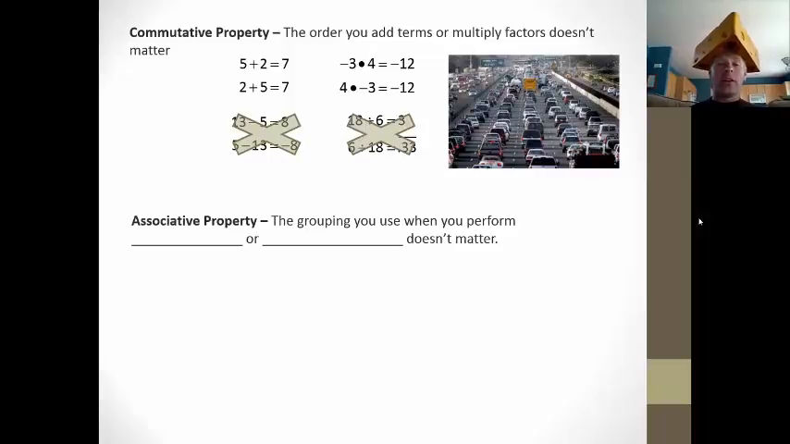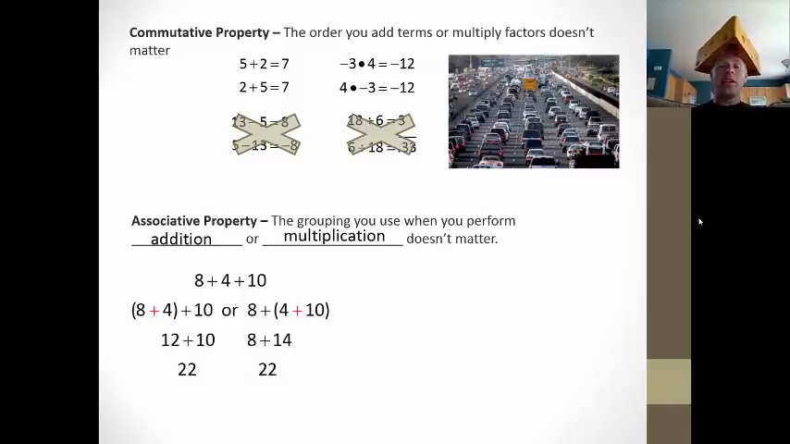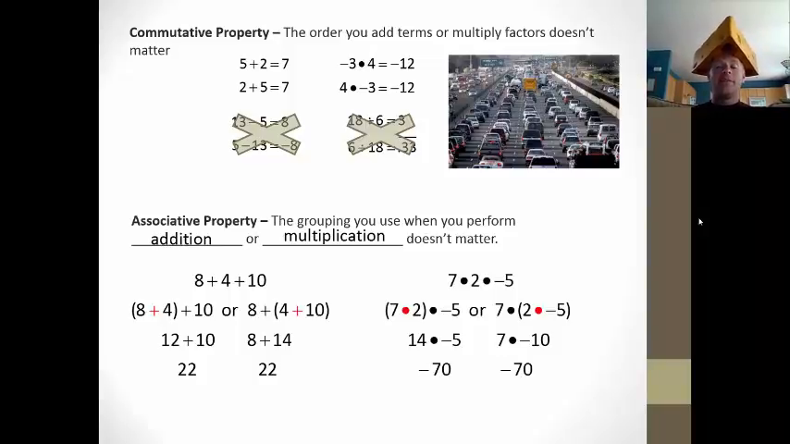Our associative property says that where you put grouping symbols when you're adding or multiplying doesn't matter. So we can see here, if I have 3 terms that I'm adding, it doesn't matter if I group 8 and 4 and add those first, or if I group 4 and 10 and add those first. I'll get 22 either way. Same deal with multiplication. Whether I group 7 times 2 and do that first, or 2 times negative 5 and do that first, I'll get negative 70 either way. Again, notice this is only with addition and multiplication. Subtraction and division are not part of the associative property. The values will change if we change the grouping symbols.